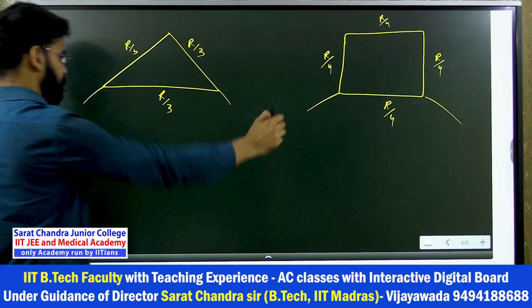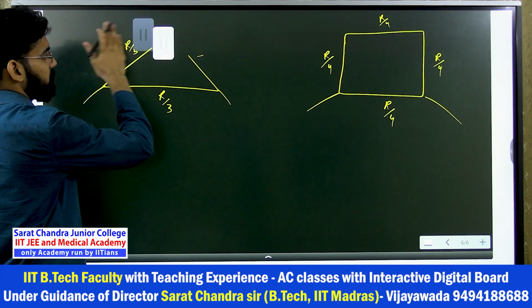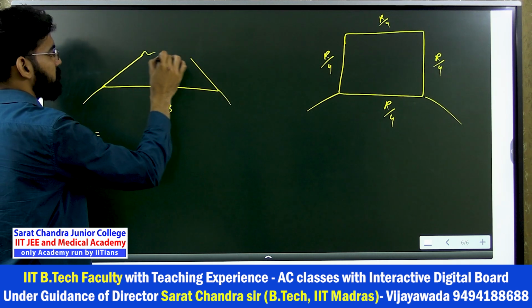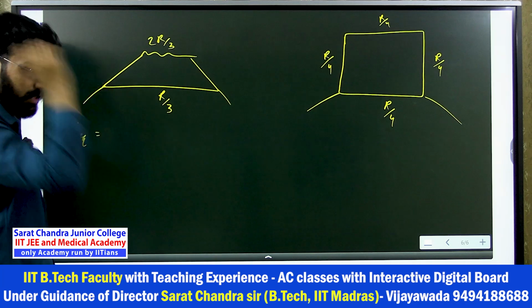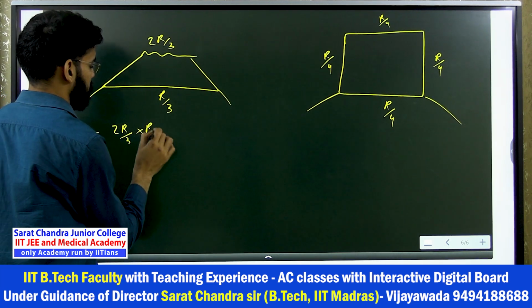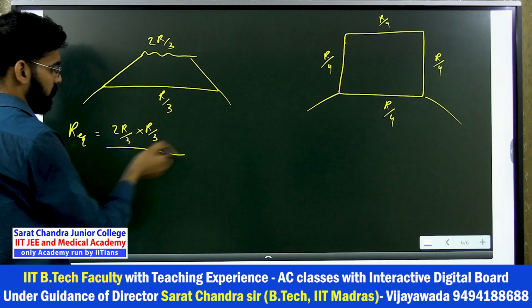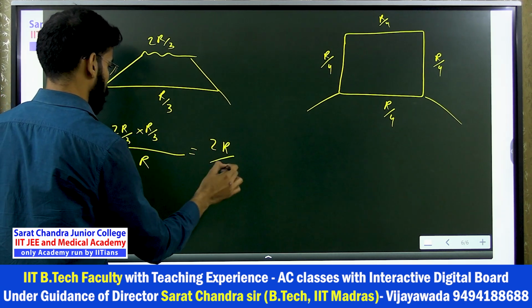Now see, if I calculate R equivalent here, this R by 3, R by 3 are in series, right? So how much did this come? 2R by 3. Okay, and then 2R by 3 and R by 3 are in parallel. So what can I say? 2R by 3 into R by 3 divided by the sum, which will come R only, right? So this will come 2R by 9.